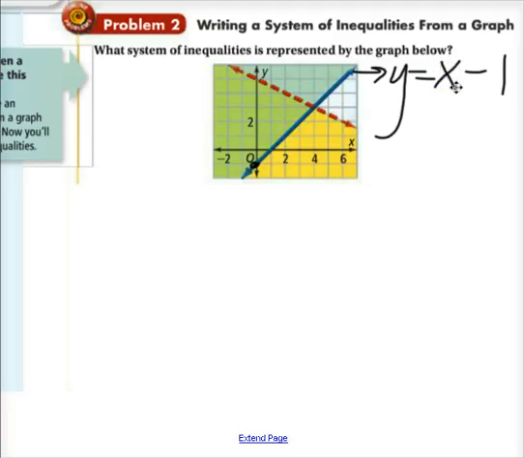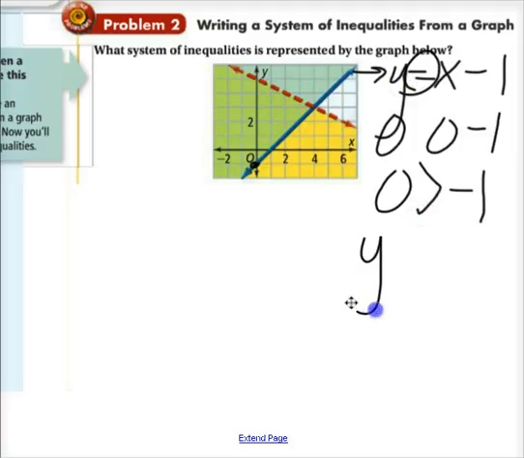All right, so if they shaded everything that's blue, that means they originally shaded everything up here. So 0, 0 must have been a solution. So if I put 0 in for both of these, I get 0 and negative 1. Well, 0 is greater than negative 1. So I'm going to put my inequality back in. Y is greater than x minus 1. Now because the blue line is solid, this is going to be a greater than or equal to inequality symbol.